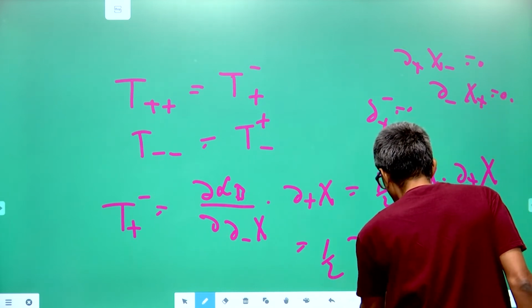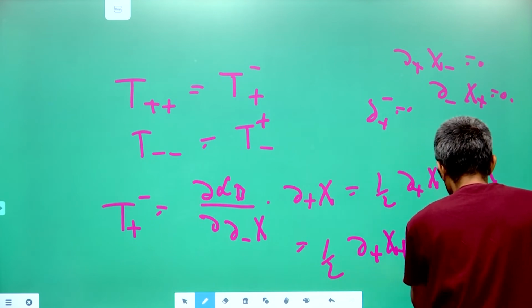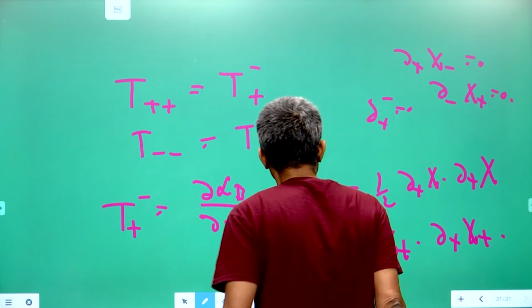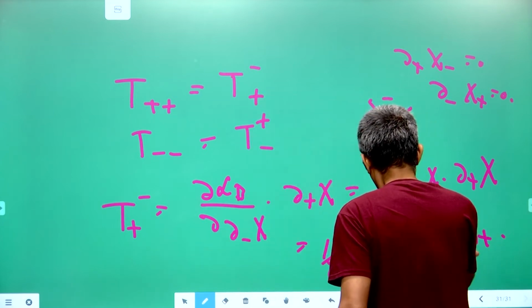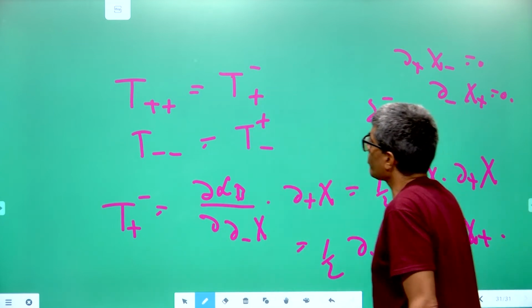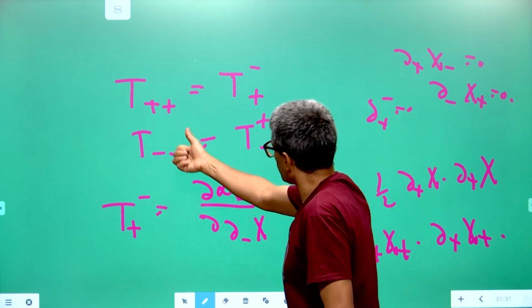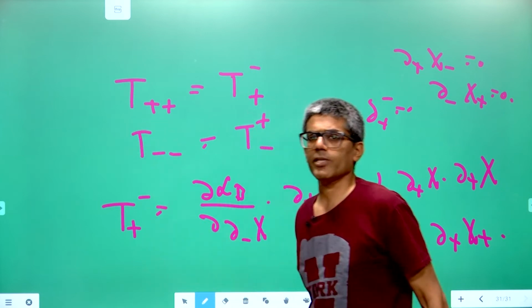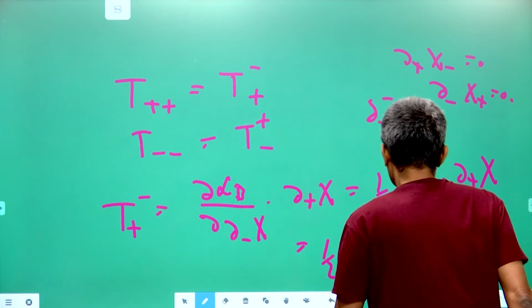So, this is the same as dou plus x plus dot dou plus x plus, right. So, this is non-zero. This means the only non-zero components of the energy momentum tensor are T plus plus and T minus minus; T plus minus is 0. What happens in the case of the ghost?